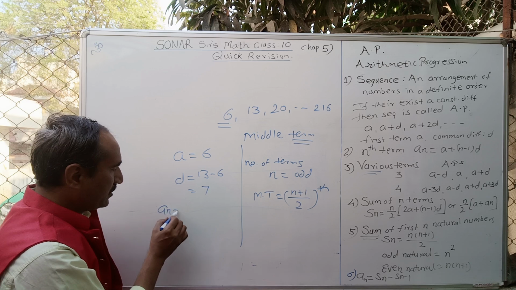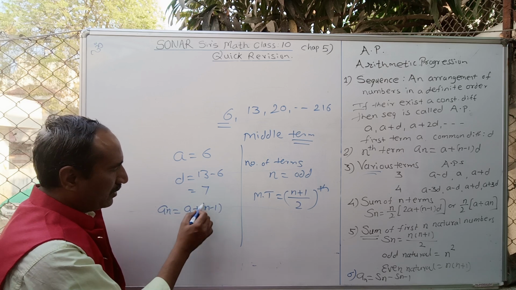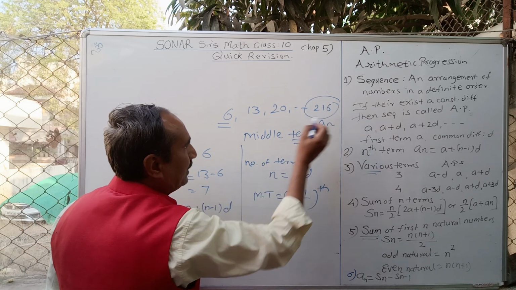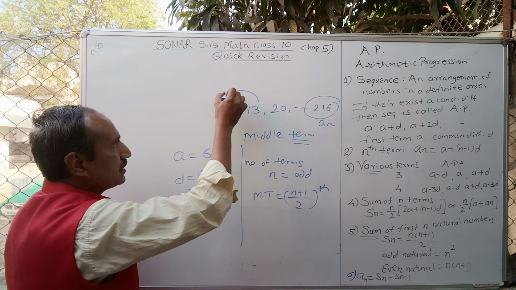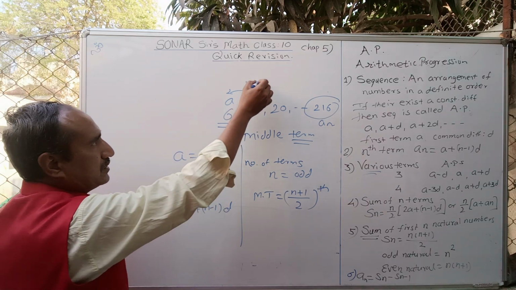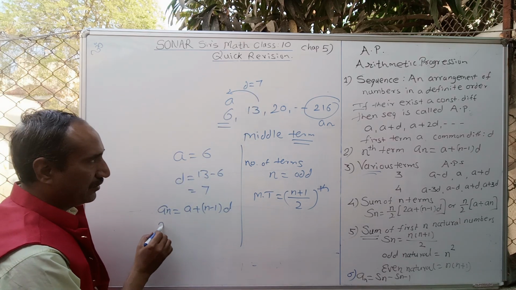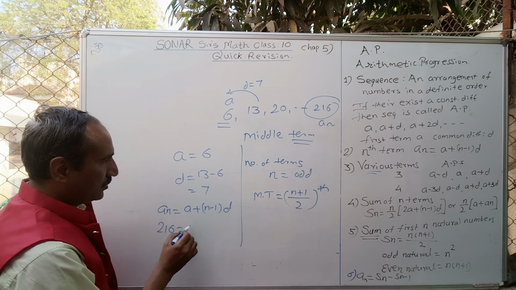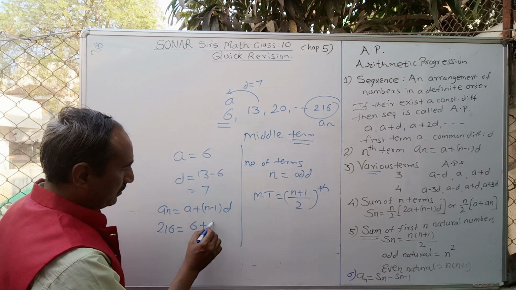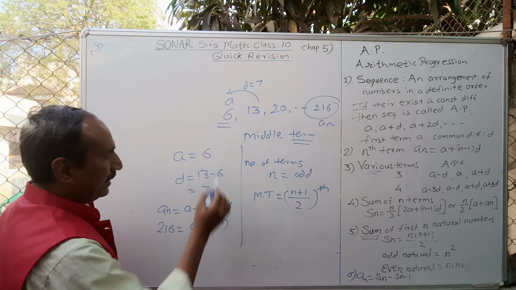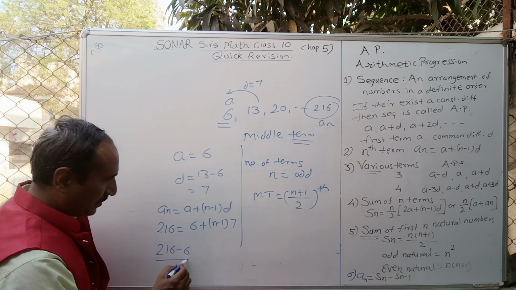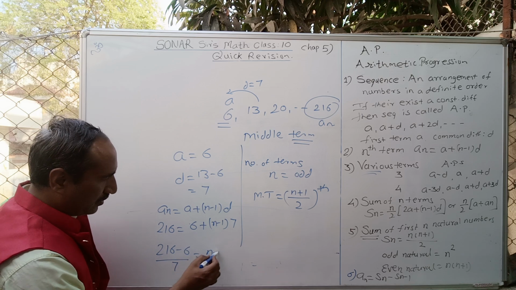So an equals a plus (n minus 1) into d. The last term is here, this is an. This is a, and if we subtract, we'll get the difference. So the difference is 7. Let's put these values here. So a is 6, n minus 1, n is not known, and d is 7. So 216 minus 6 upon 7 will give the number of terms.